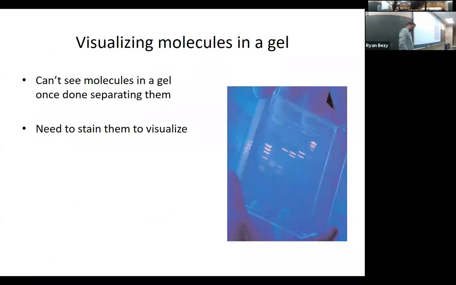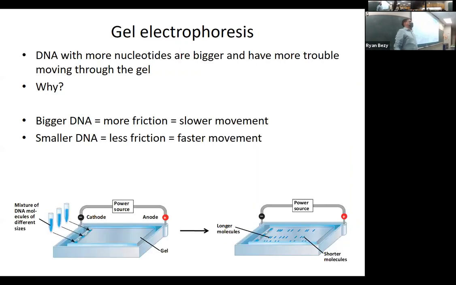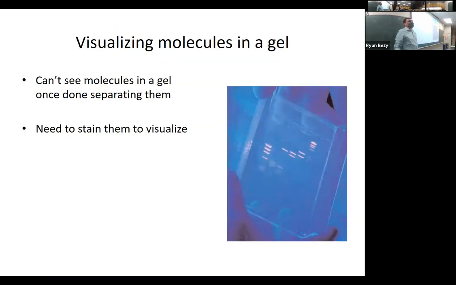All right. So we've loaded our DNA onto the gels. We ran the gels. We still can't see the DNA. DNA is tiny, microscopic. So we can't see molecules in a gel once we're done separating them unless we do a special staining procedure. So we need to stain the DNA molecules to get them visualized.